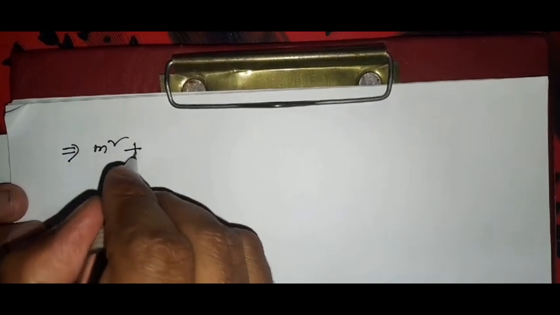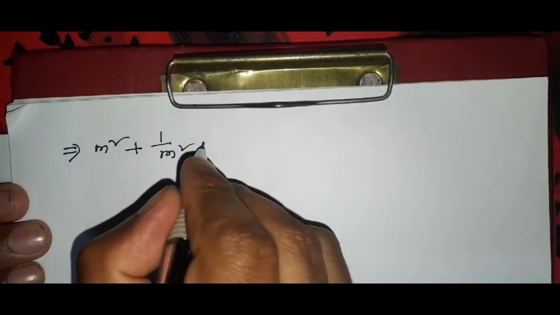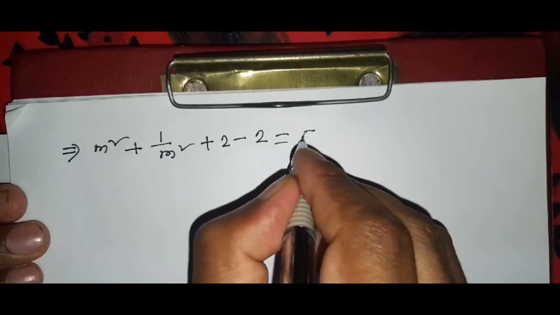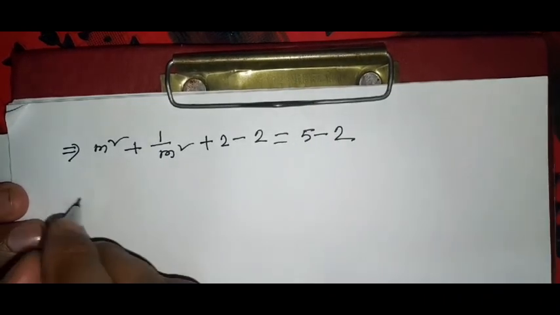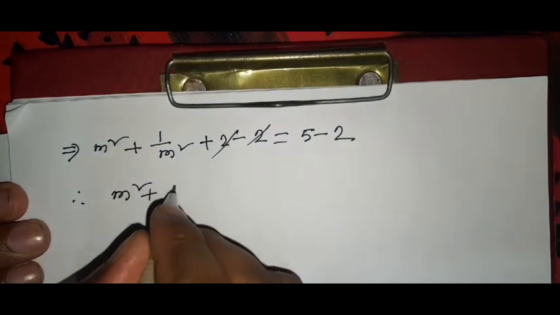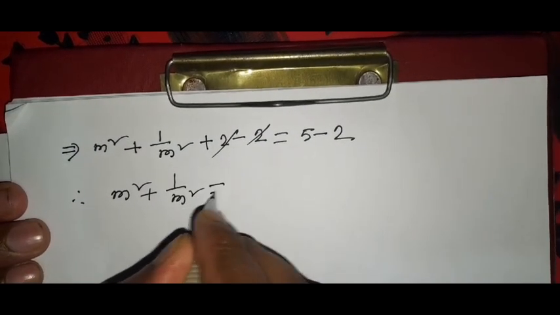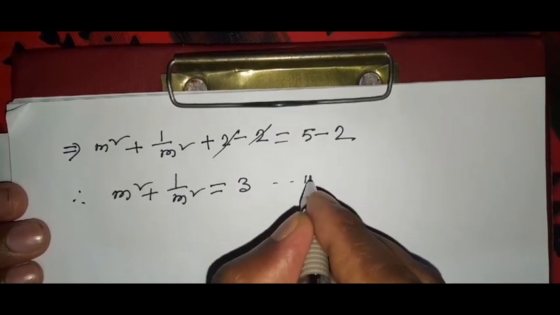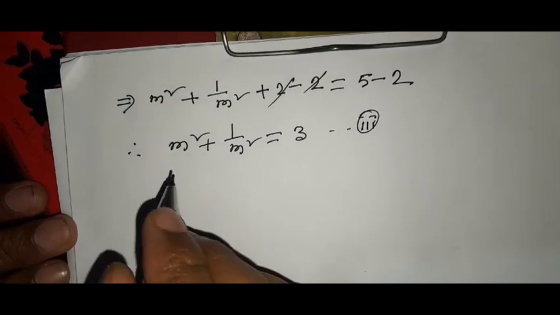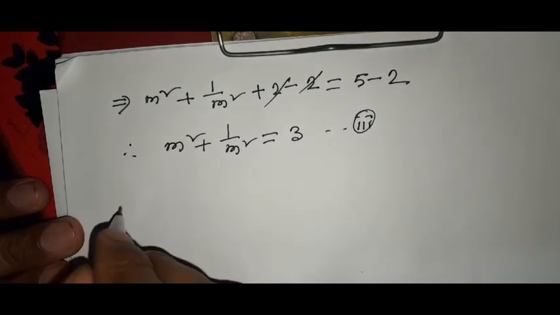Next we can write m² + 1/m² + 2 = 5. Subtract 2 from both sides of this equation. So we cancel 2 and 2. m² + 1/m² is equal to 3. Equation number 3.